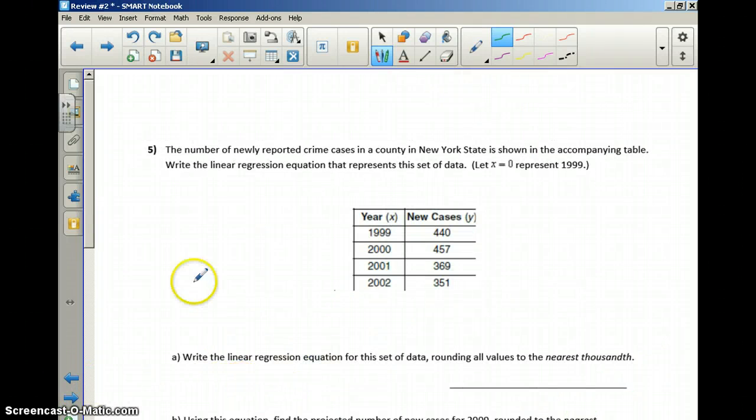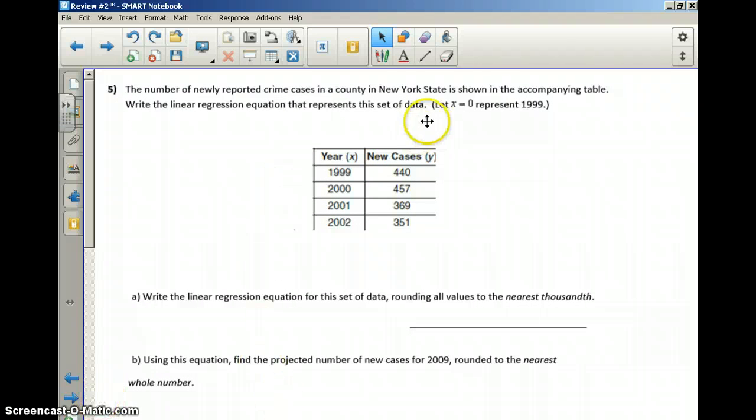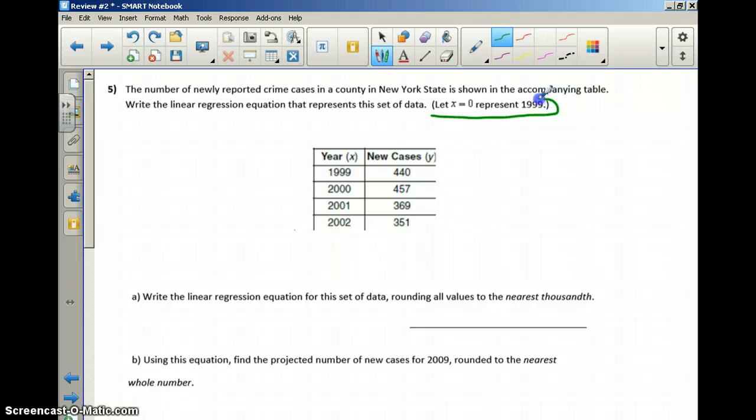Now this next problem, you again have to use your calculator. You have to clear your lists. Pay really close attention. They are letting you know that you had better not use 1999. 1999 is representing time 0. This is time 1, time 2, time 3. So when you type this in, you clear your lists, you type this in, and you go to linear regression.